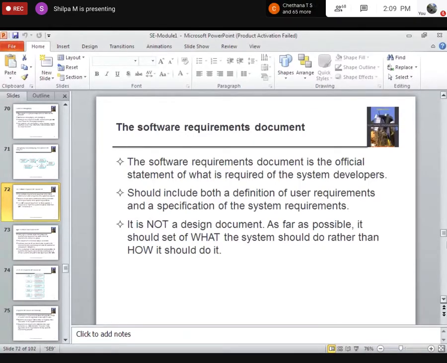Then you have mathematical specification, like finite automata, which is one way wherein you can give the requirements in a mathematical format. So you can write down your requirements in different types, and those types are natural language, structured natural language, graphical notation, and mathematical specifications.